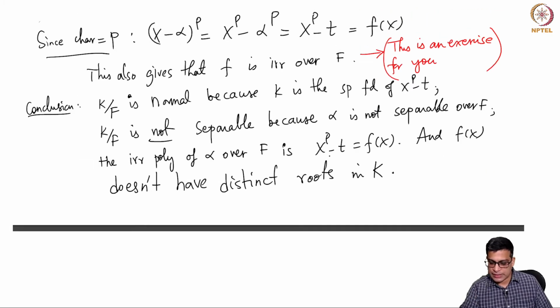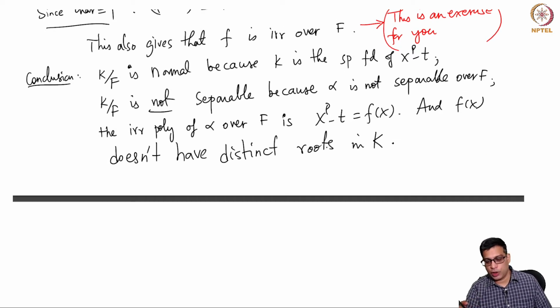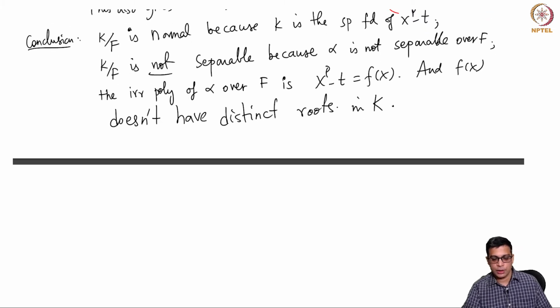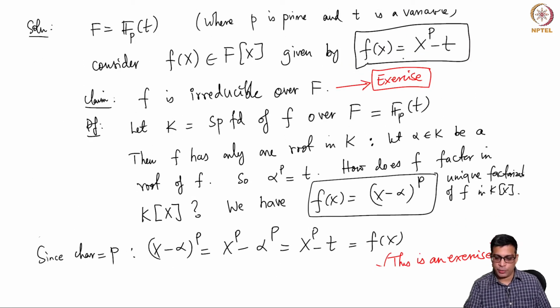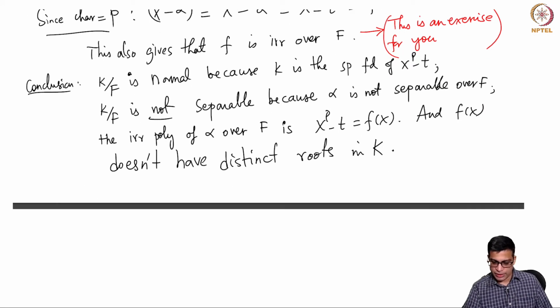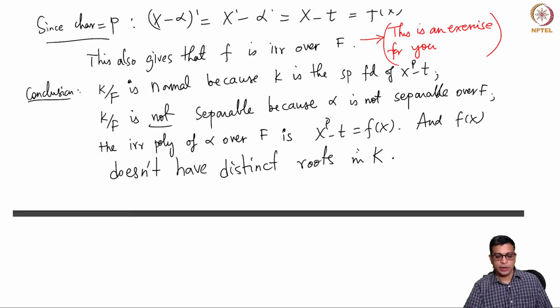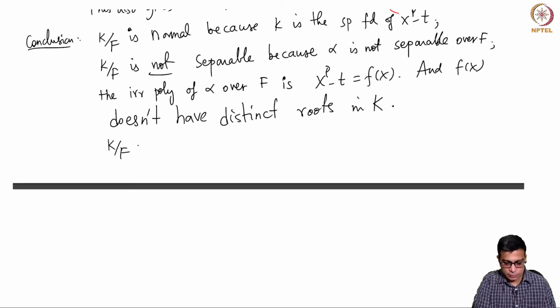So, this has no roots. So, the irreducible polynomial will be of degree at least 2 and the only root of this is alpha. So, it does not have distinct roots. The number of roots is strictly less than the degree. An irreducible polynomial does not have distinct roots. Even if the irreducible polynomial is not this, it is a factor of this with degree at least 2. So, it does not have distinct roots and hence it is not separable. So, K over F is not Galois.